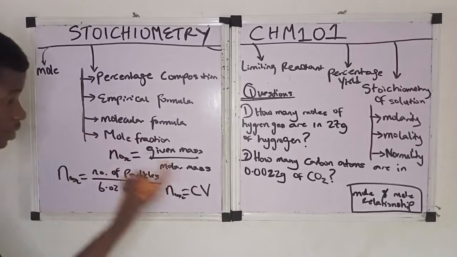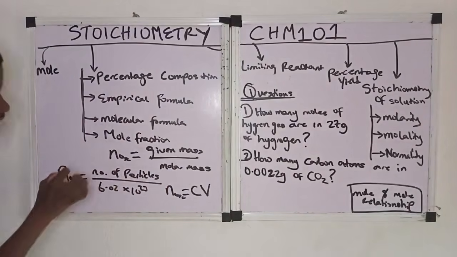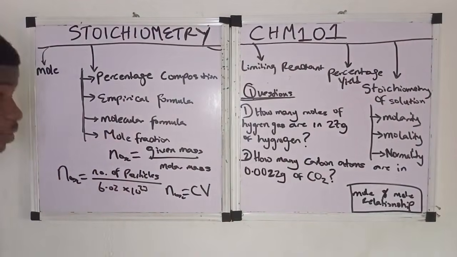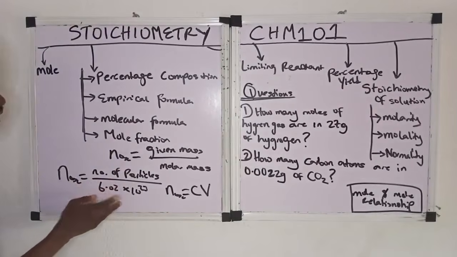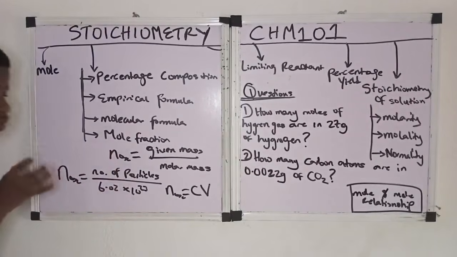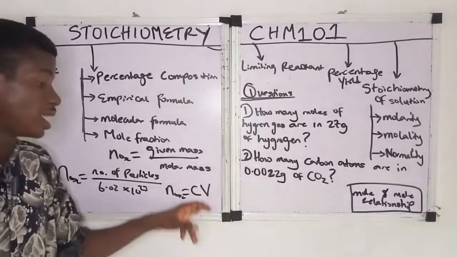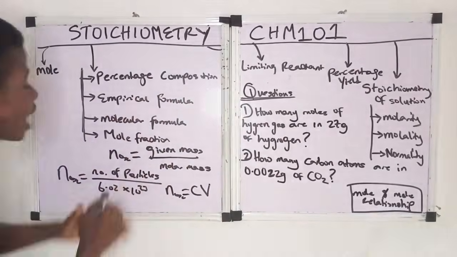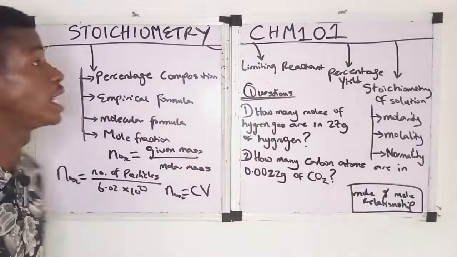Now, when they give you the given mass of that substance, they give you the molar mass, and they ask you to calculate for number of mole, use this first formula. This second formula is used when they give you the number of particles. They can say number of ions, or number of atoms, or number of molecules. Just divide it by 6.02 times 10 to the power 23, and we get your mole. Then another formula: they'll give you concentration, they'll give you volume, and you just multiply them and you get your mole. So there are other formulas for mole, but this can help you navigate through stoichiometry.